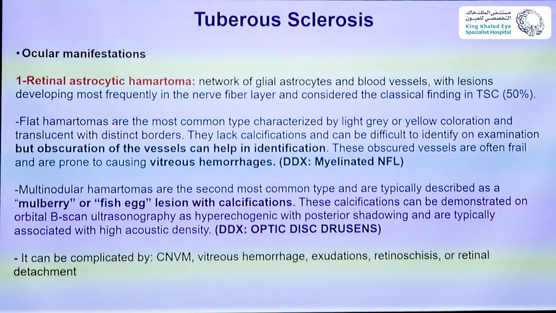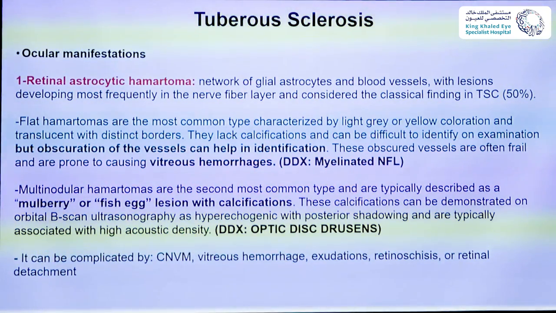The problem is that flat hamartomas are sometimes difficult to diagnose because they are flat on the retinal surface. But the thing that can give it away is the obscuration of the blood vessel. Because of the obscuration of the blood vessel, you can have secondary vitreous hemorrhage. The main differential diagnosis is myelinated nerve fiber layer, and a lot of cases were found to be flat hamartoma.